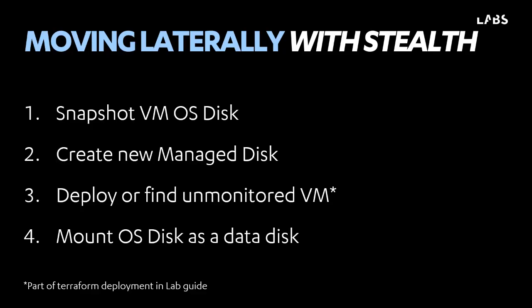So just reiterating what I just said, we'll make a snapshot of the VM. And then once we've got a snapshot of a VM, we will take that snapshot, create a new managed disk, and then either deploy or find another VM that's in our environment but is not monitored. And then mount that managed disk as a data disk in our VM that is under our control. Right, so let's jump into it.